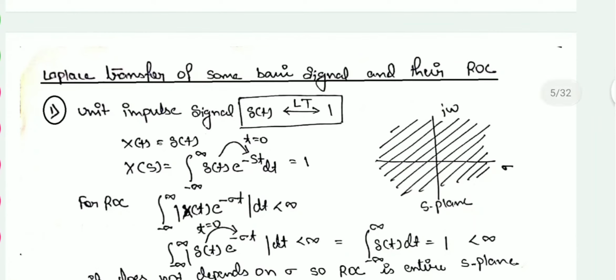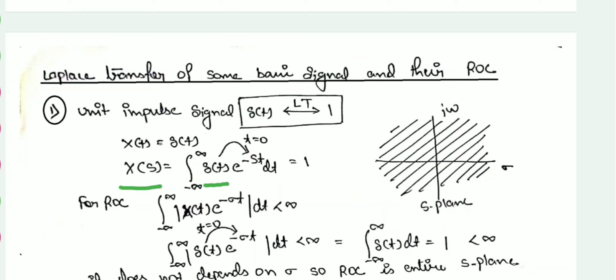Then our next topic is the Laplace transform of some basic signals, and our first question is the Laplace transform of the impulse signal. As we know, the impulse signal is only defined for t equal to 0. The Laplace transform formula is the integral from minus infinity to infinity of x(t) e to the power minus s t dt. When we put x(t) equal to delta(t), we know that delta(t) is defined only for t equal to 0.